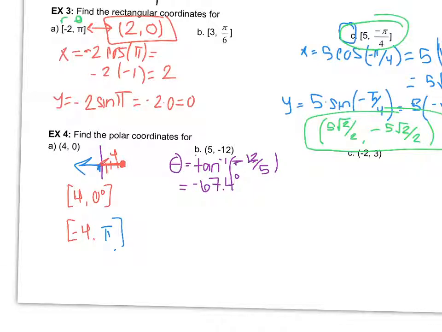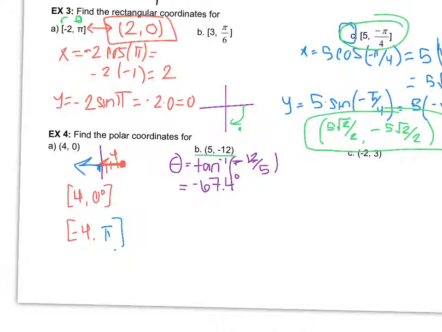So think about what that rotation looks like if we're on a polar axis. With a rotation of negative 67.4, you're going in the negative direction. That should make sense. So think about where this coordinate is, 5, negative 12.